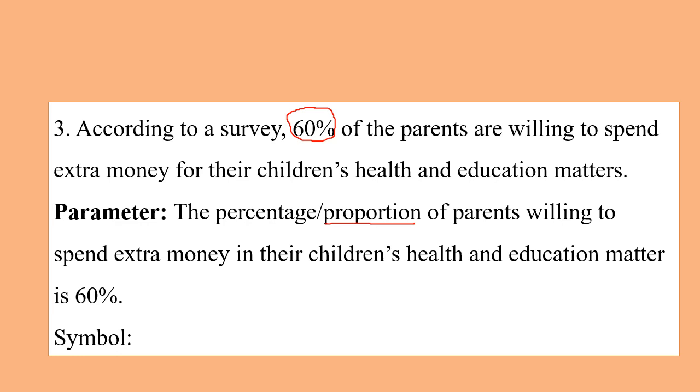So, in parameter, the percentage or proportion is symbolized as what? The symbol is the letter P. Now, our keyword here is the word is, which is symbolized as the equal sign. Now, the 60% here, we are going to convert it into a decimal, which is 0.60.